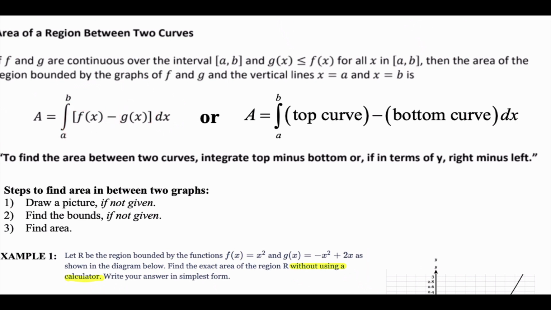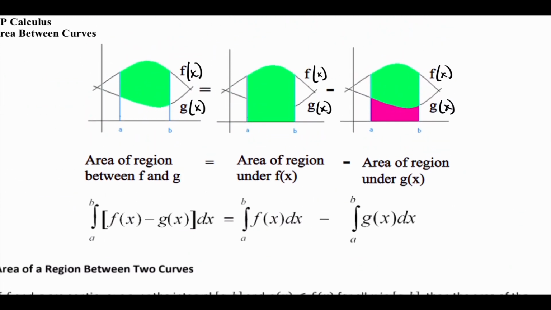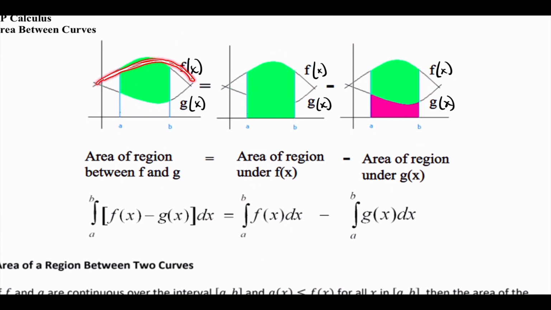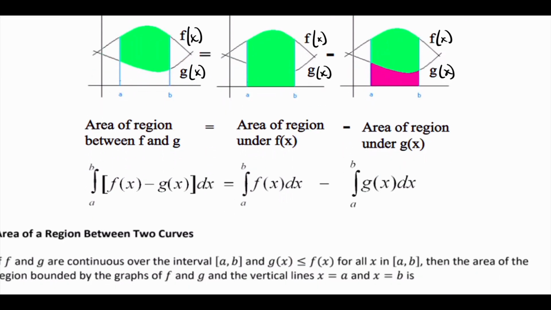How do we know which one has bigger y values? Well, the top curve minus the bottom curve. The top curve is going to have bigger y values than the bottom curve. That's why it's on bottom, right? F has bigger y values from A to B, so it's the top. G has smaller y values from A to B, so that's why it's on the bottom.